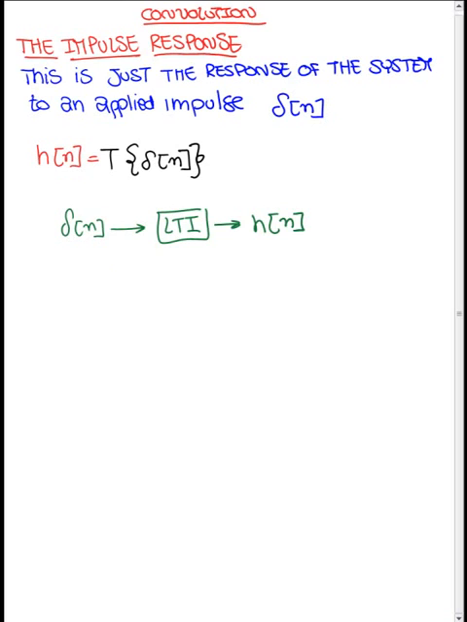Alright, so now remember that for LTI systems, the impulse response gives a complete characterization of the system. Now we can know the response of the system to any input. And how can we do that? We can do that via convolution. And so let's write that.